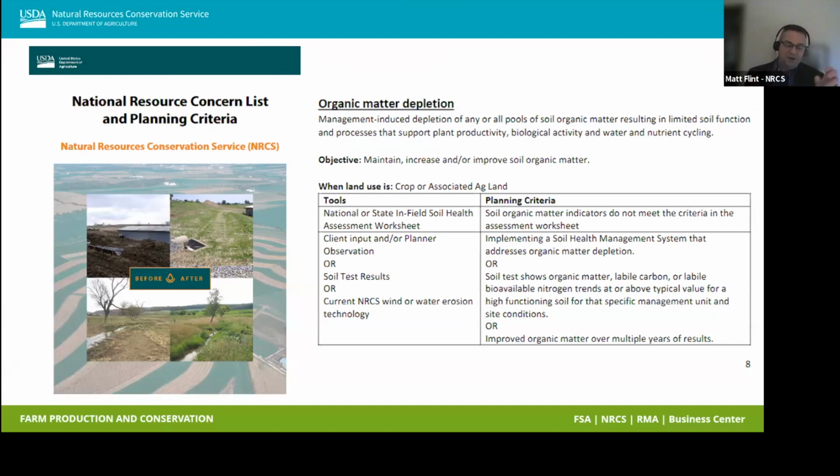In this example we've clipped out, it's when it's on cropland or associated agricultural land, which is maybe think of the spaces outside of a center pivot irrigation circle that might be used for pasture. That can be an example of associated ag land. But anyhow, think about cropland foremost.